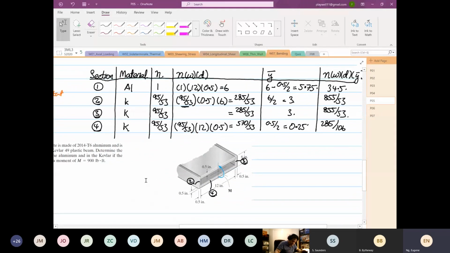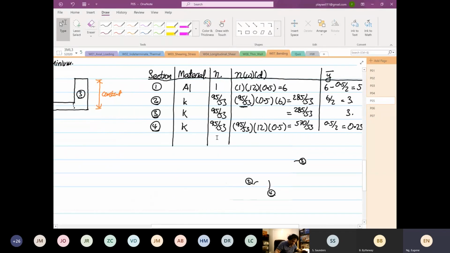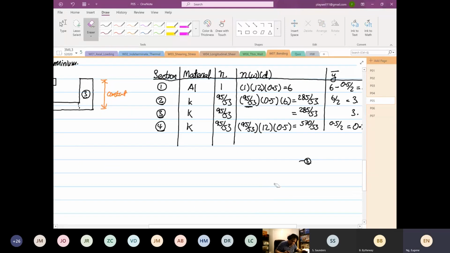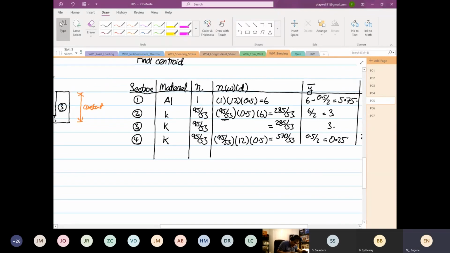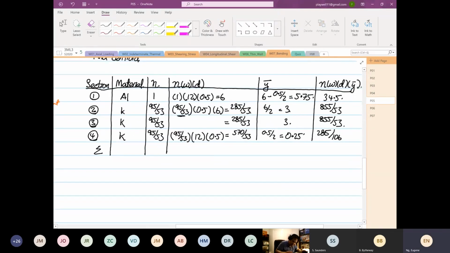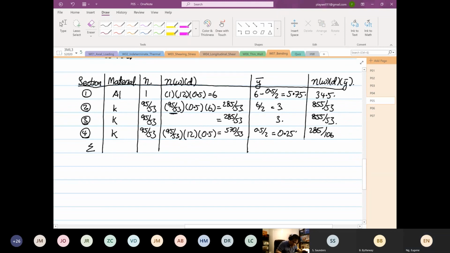Okay, so we don't need this diagram anymore. You don't need all this anymore. You can see, so now it is a summation. The same thing, nothing changes, right? So it's equal to 6 plus 285 over 53 twice plus 570 over 53. So it's 1458 over 53.